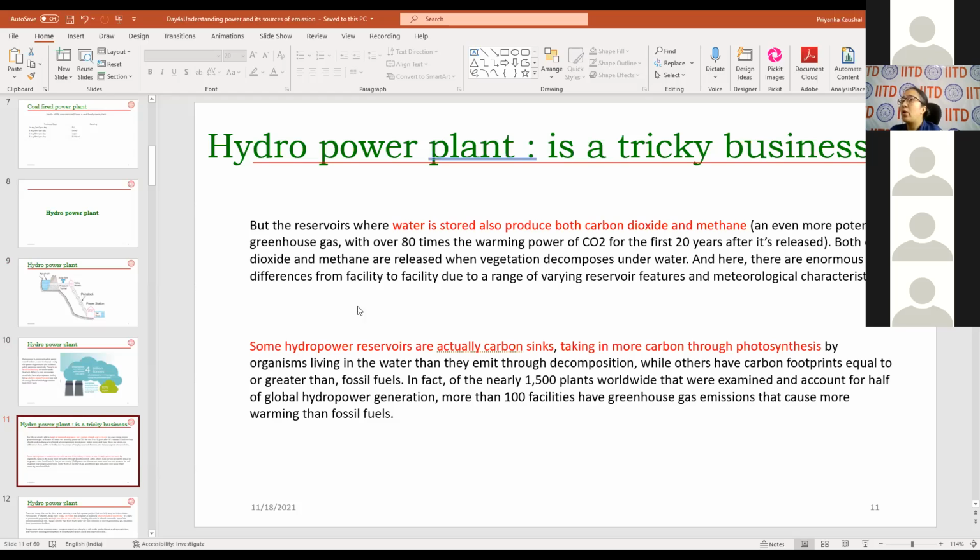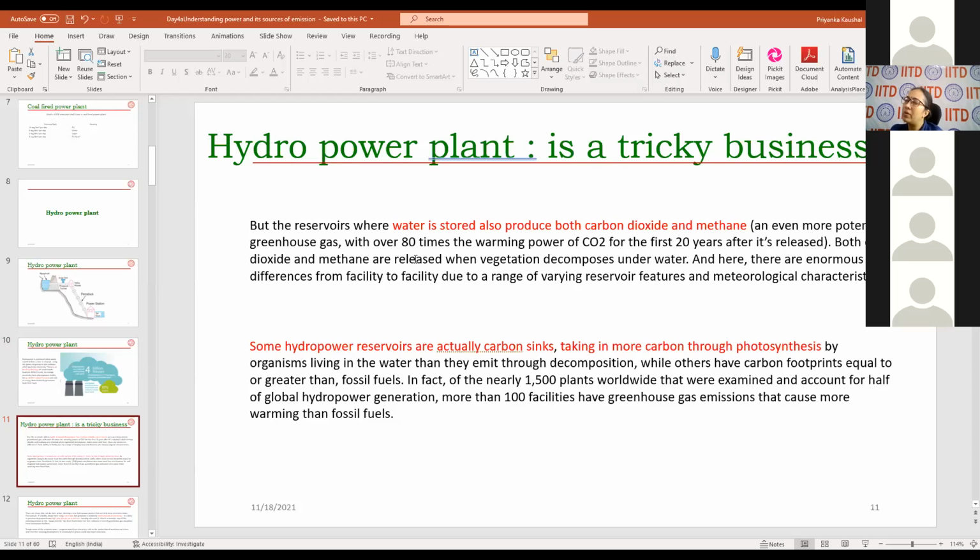And therefore, you would see that there are enormous differences from facility to facility due to the range of varying reservoir features and meteorological characteristics. It also depends. In cold countries, this may not be the case, but if you are living in a tropical country, if the weather is tropical, then this impact is likely to be high. If you are living in a country close to the equator, which is tropical in nature, versus living in Canada, for example, a primarily very cold country, then the rate of decomposition will be very slow because the temperatures are very low in that country.